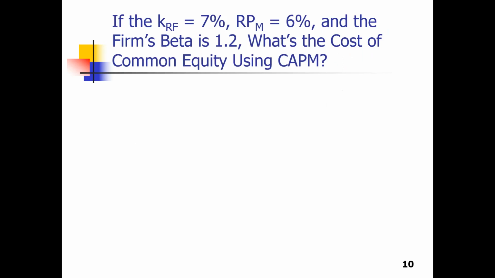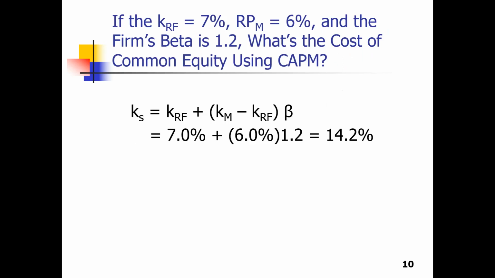The only problem is I have to remember the CAPM formula in my dreams, which I do, right? So we write the CAPM formula. KS equals KRF plus KM minus KRF times beta. And we put numbers into that formula, which we are all very good at, putting numbers in formula. And we get 14.2% cost of equity capital for this company from that CAPM formula.